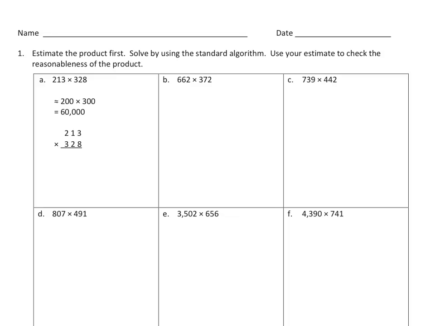All right, so for number 1, they want us to estimate the products first. They want to say, hey, what is the about answer to guide us to make sure that our exact answer is close to it. They also want us to solve by using the standard algorithm. And the next sentence is, use your estimate to check the reasonableness of our product. Remember, the product is the answer to the multiplication problem.